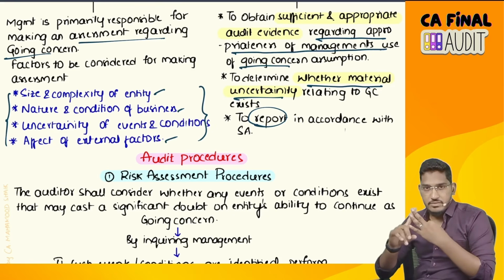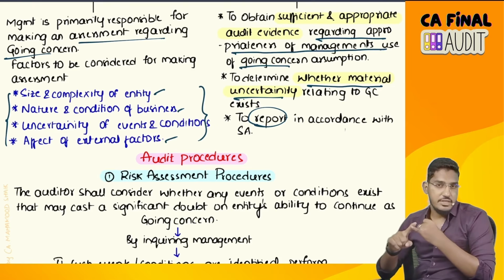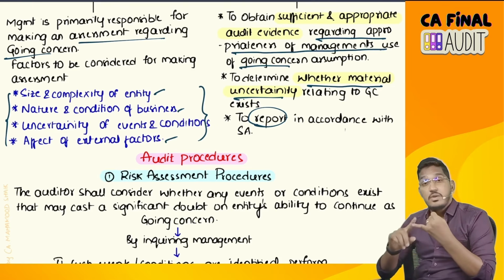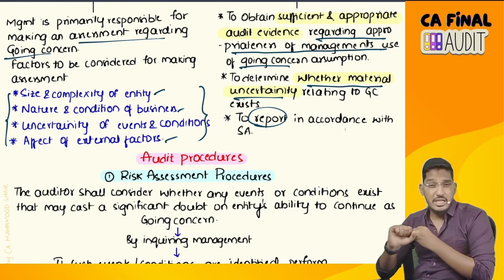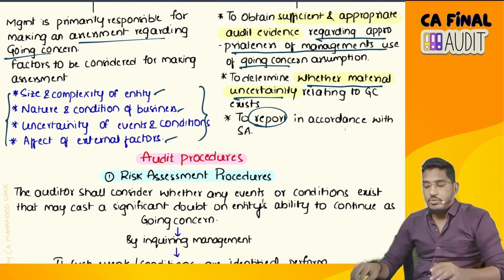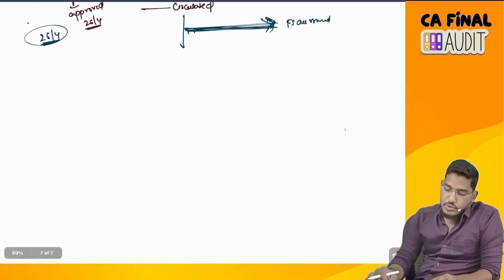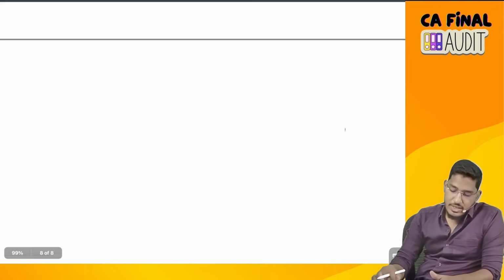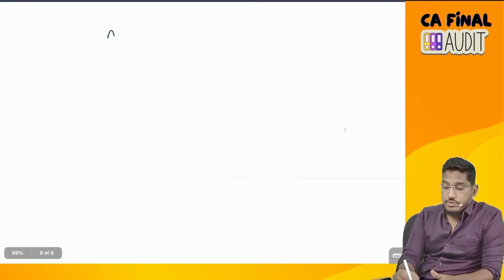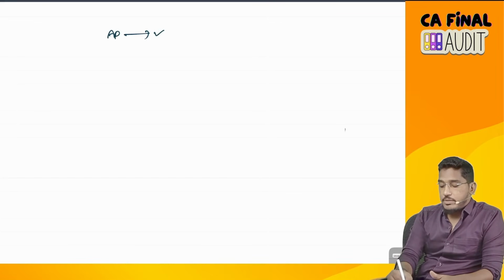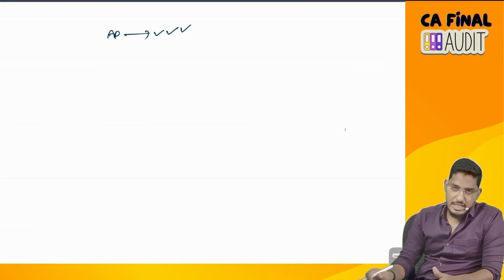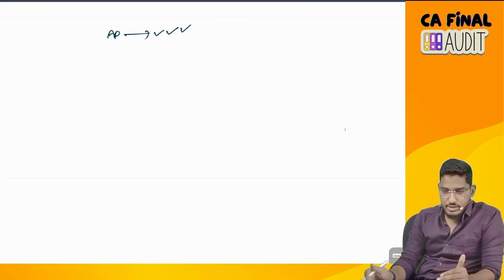So, 3 responsibilities of the auditor as per SA 570 regarding going concern. Number 1, obtain sufficient and appropriate audit evidence regarding the appropriateness of management's assessment of going concern, and determine on the basis of evidence whether any material uncertainty exists, and report in accordance with the standard. So now you will perform procedures. As I have told, the standard is asking you to perform some procedures. You will perform all those audit procedures. What audit procedures we will perform, we will come to that later.